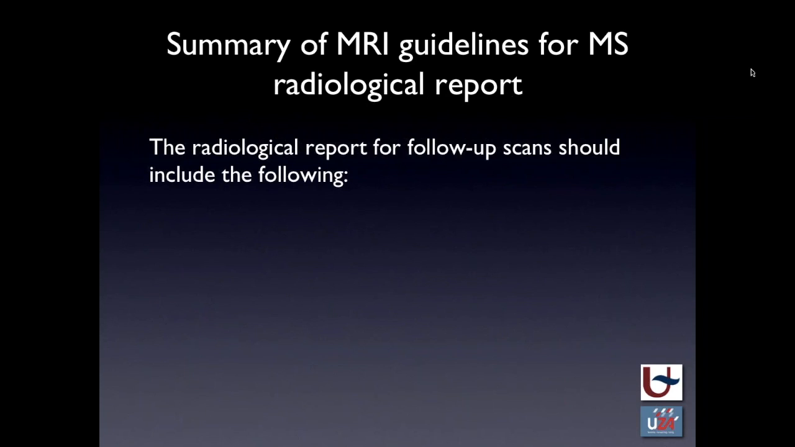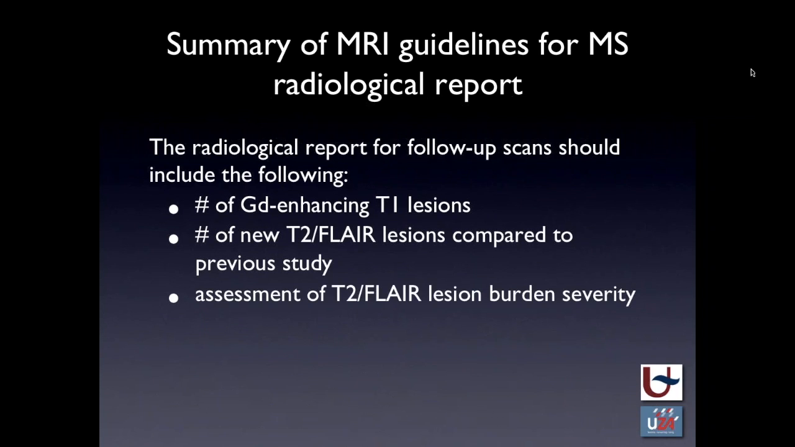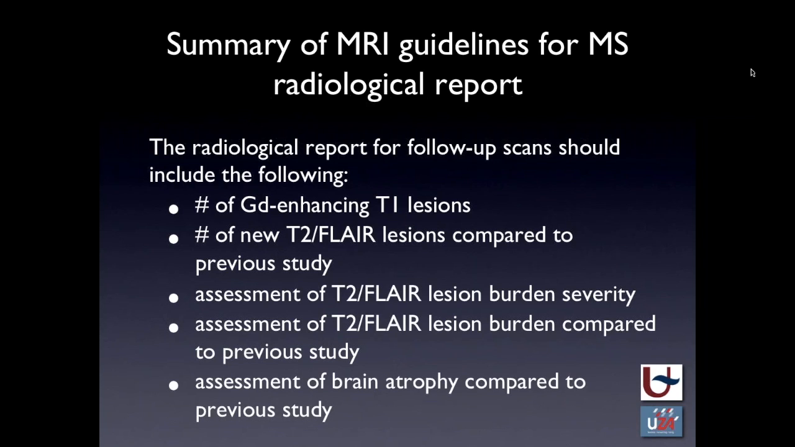Now, for the radiologists, when they are reporting patients with MS, their report should include sufficient details, such as the number of gadolinium-enhancing T1 lesions, which is an indicator of activity, the number of new hyperintense T2 FLAIR lesions compared to the previous study, the assessment of the T2 FLAIR lesion burden severity, an assessment of the T2 FLAIR lesion burden compared to the previous study, and ideally also an assessment of brain atrophy compared to the previous study.